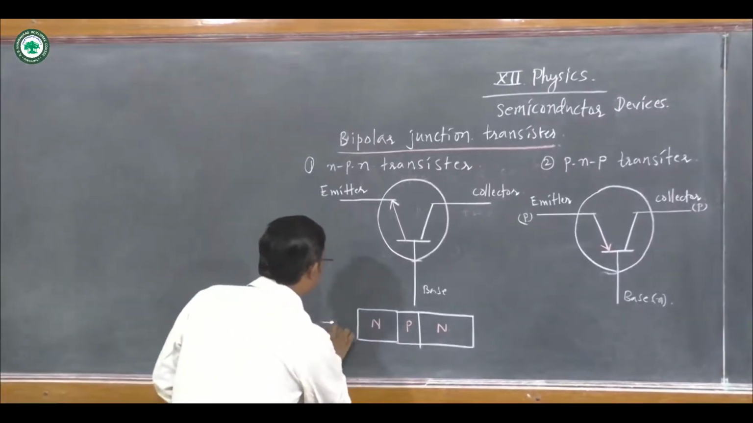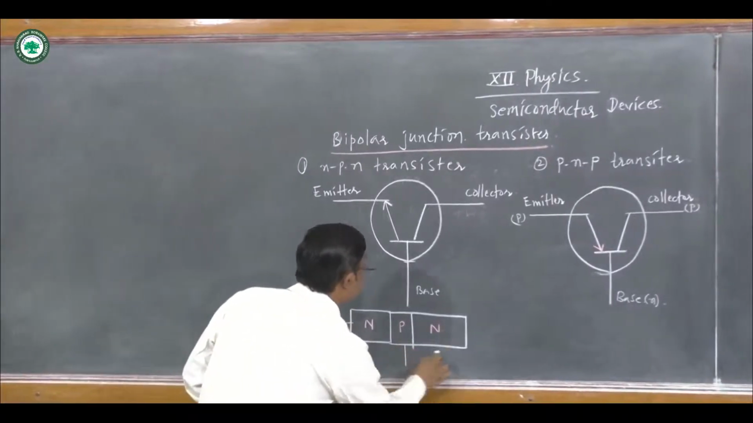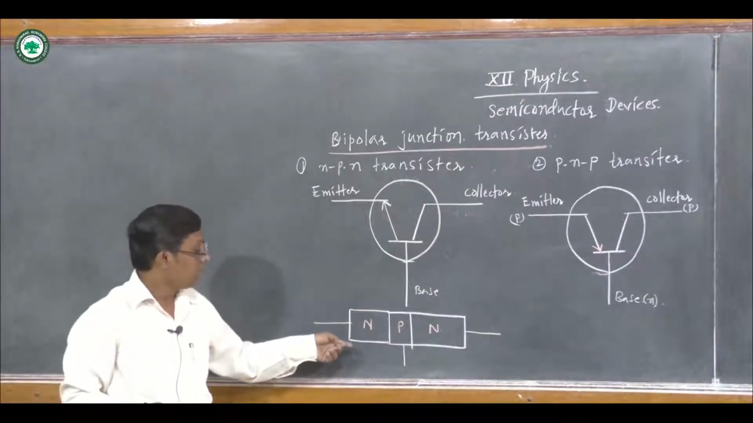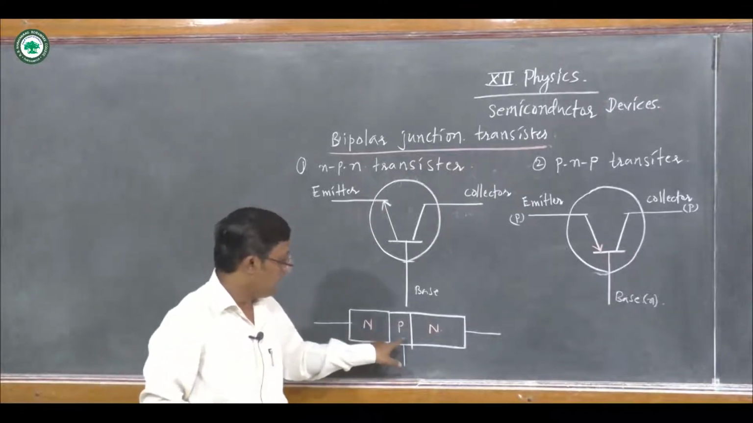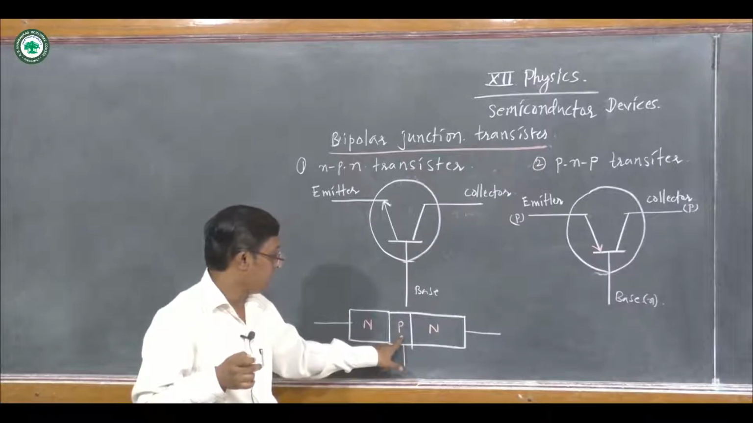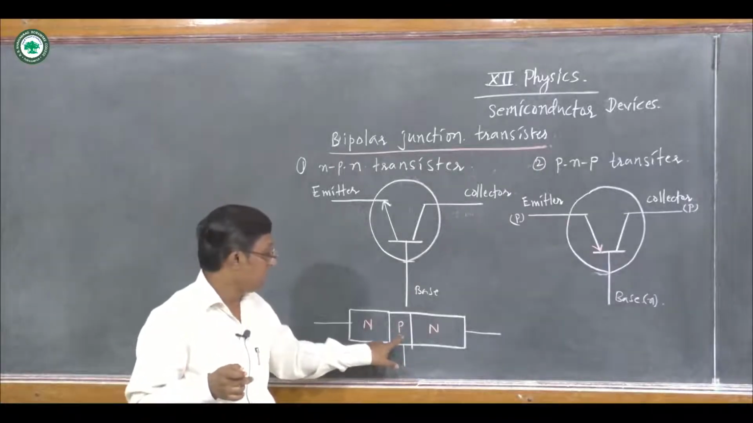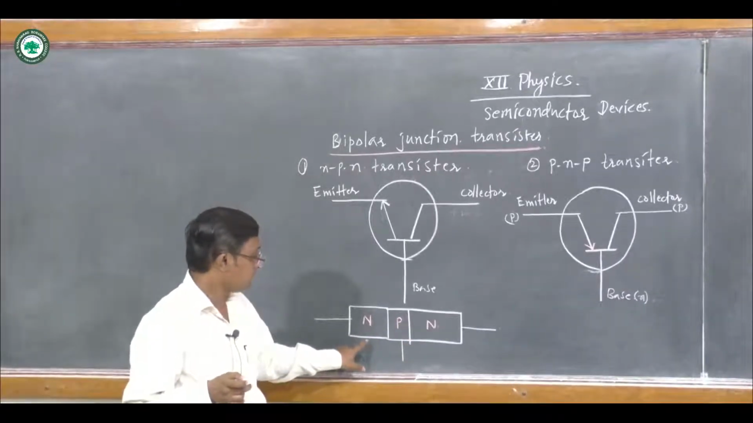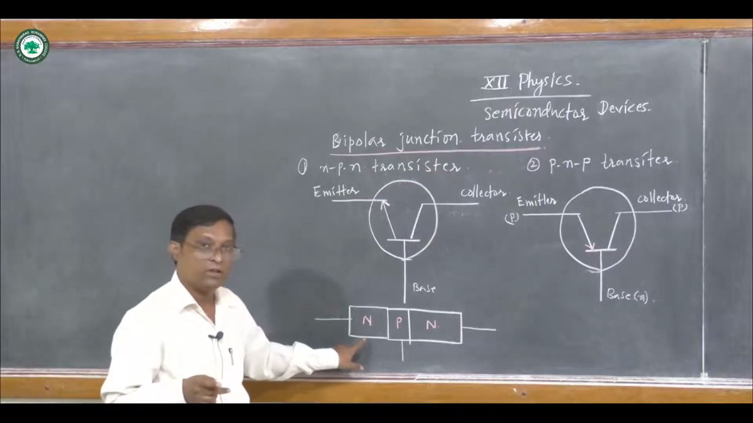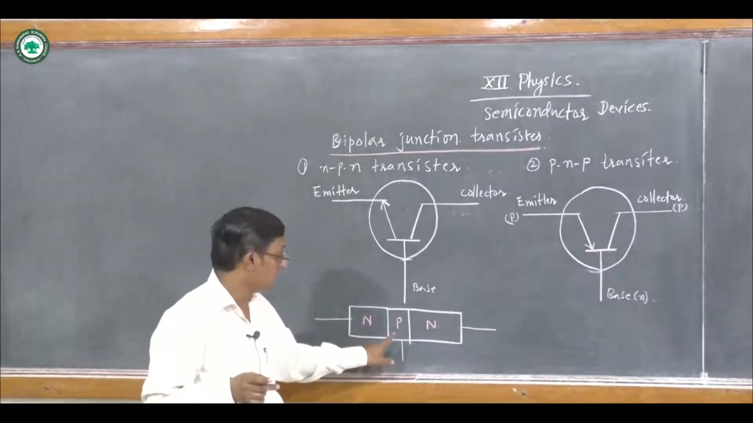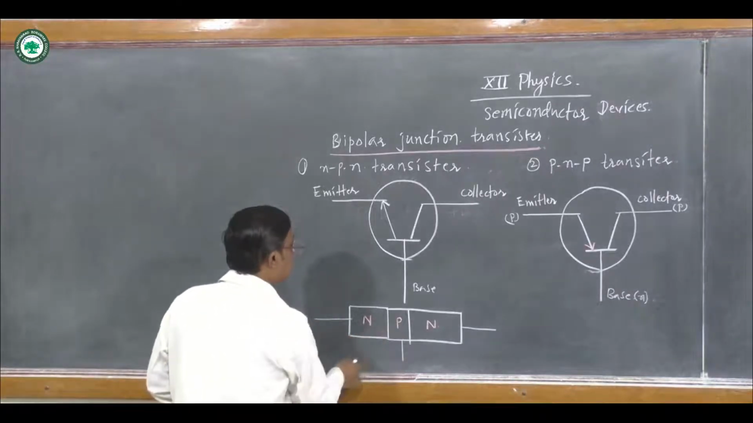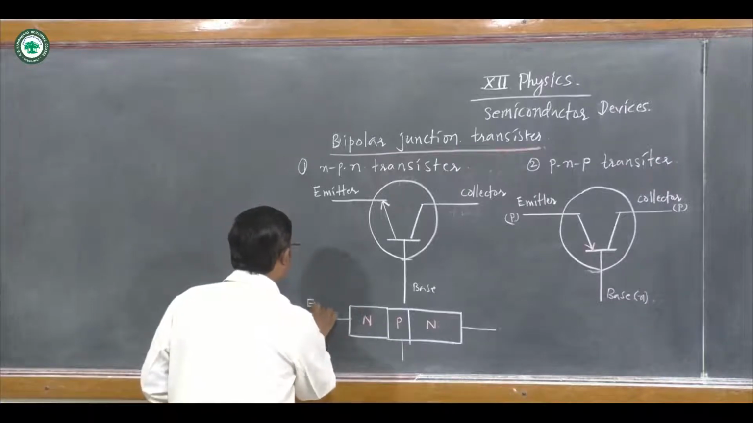Let us denote the terminals of this transistor. As you can see in this block diagram, the base, which is small in size, is in between the two N type materials. The size of the emitter and the collector is bigger than the size of the base.